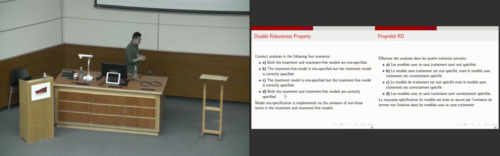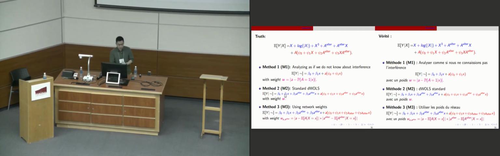To verify the double robustness, we have 4 scenarios to consider. The first scenario, A, is that both the treatment-free model and the treatment model are misspecified. Scenarios B and C are where one of the models is correctly specified. Scenario D is where both of these 2 models are correctly specified. If we misspecify the model, we omit the nonlinear terms and just consider linear terms in our model. So that's the setting for study 1A.